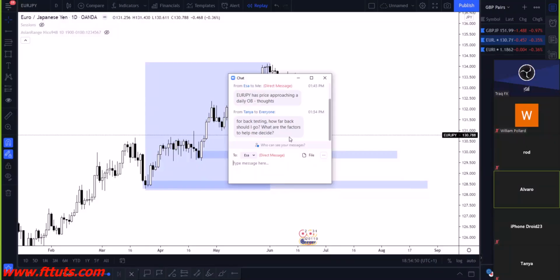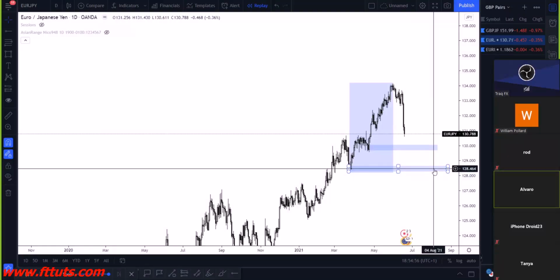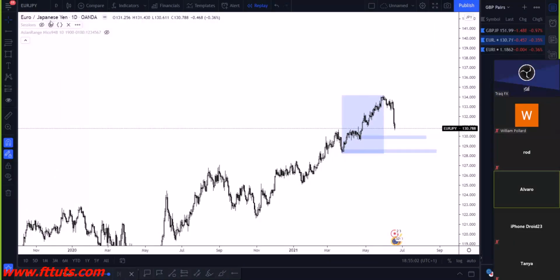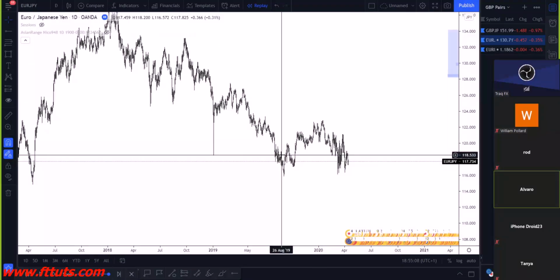For backtesting, how far back should I go? What are the factors to help me decide? So, for example, if you're looking to backtest just to understand your strategy, you shouldn't go too far back in time. So if I'm backtesting EJ, go a few days back. So maybe up to here, maybe just up to like here. That's it. The reason I say this is because you want to be trading with the current market scenario.